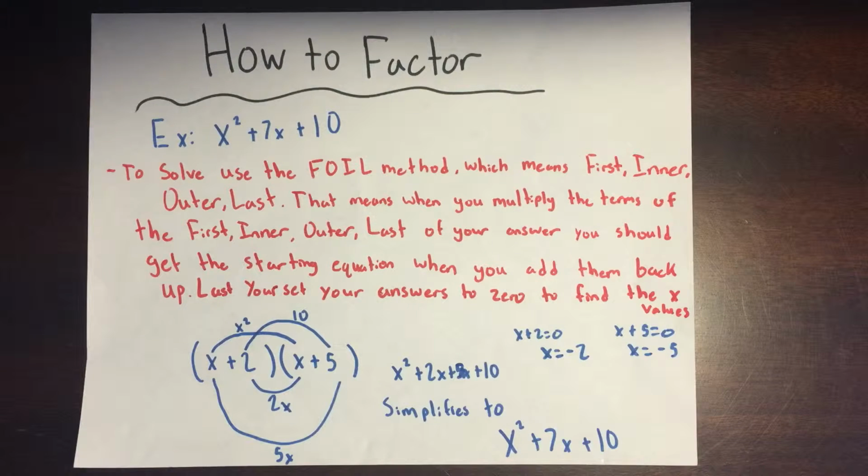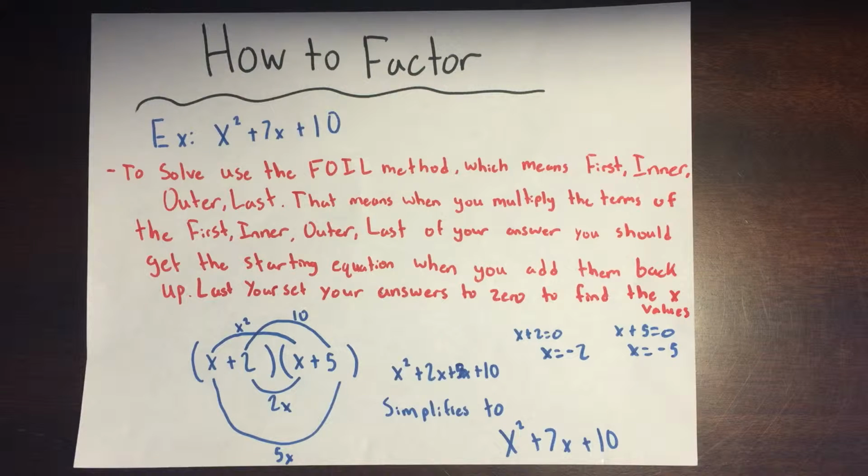How to factor. We'll be using the example equation x squared plus 7x plus 10 to show you how to use the FOIL method to factor quadratic equations. The FOIL method means first, inner, outer, and last, and that means when you multiply the terms of the first, inner, outer, and last of your answer, you should get the starting equation when you add them back up. Last, you set your answers to 0 to find the x values.